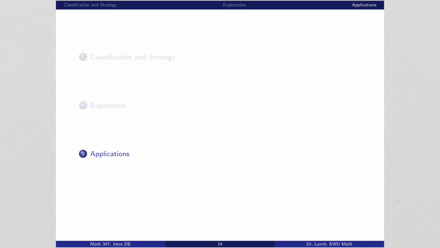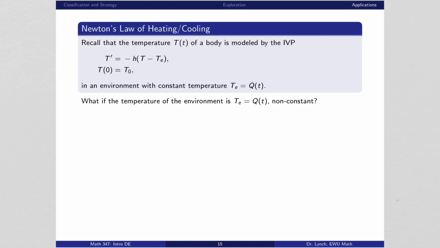Okay, so the first application of first order linear differential equations is a familiar friend, which is Newton's law of heating and cooling. I'll remind you that Newton's law of heating and cooling states that the rate of change of the temperature of a body is proportional to the difference between the temperature of the body and the temperature of the environment. We had a look at this differential equation in our section on separable differential equations.